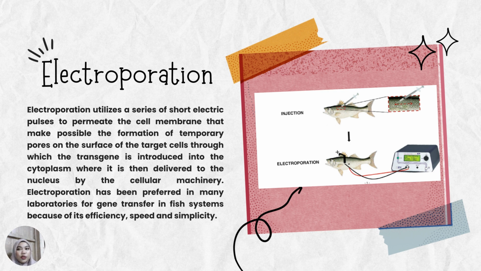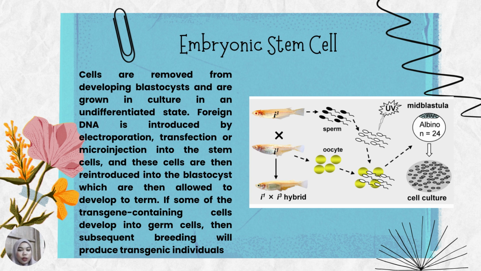Electroporation has been preferred in many laboratories for gene transfer in fish systems because of its efficiency, speed, and simplicity. And we go to the embryonic stem cell. This is a powerful strategy for transgenesis.